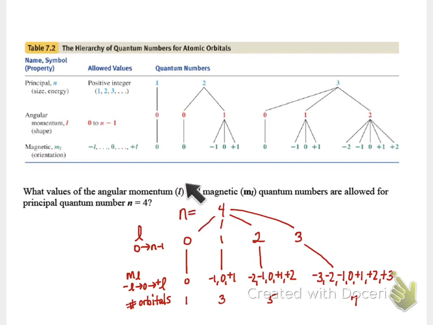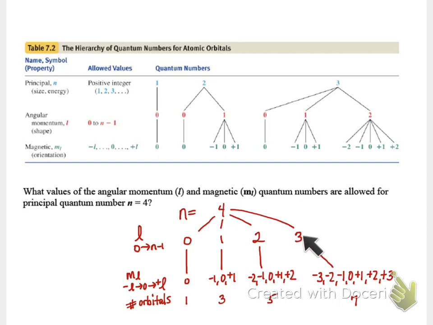Okay, to summarize this, n equals 4, so there are 4 sublevels. L equals 0, 1, 2, and 3. L equals 0, ML equals 0, which means I have 1 orbital in that sublevel. L equals 1, I have 3 orbitals. L equals 2, I have -2, -1, 0, 1, and 2, which is 5 orbitals. So far we are exactly the same as the third energy level, but now we add the 4th sublevel.